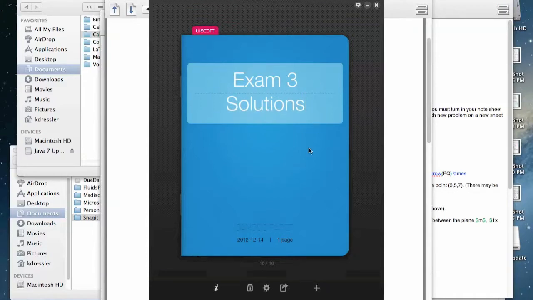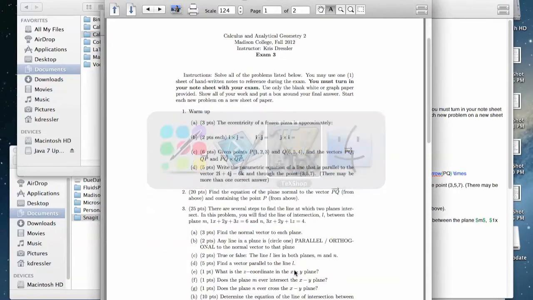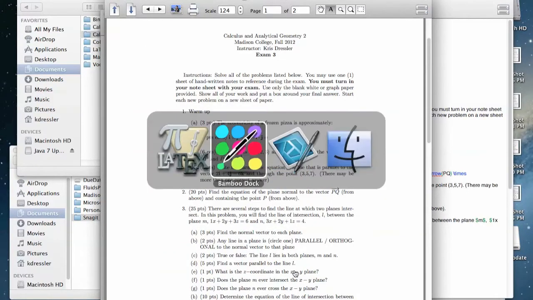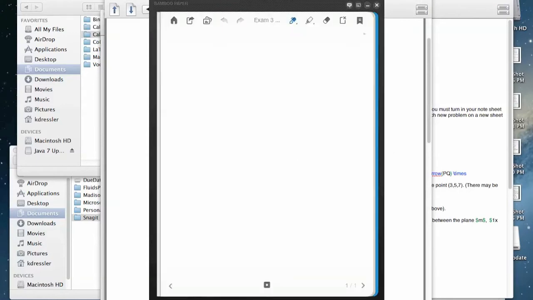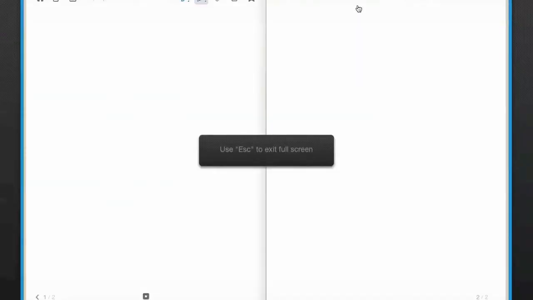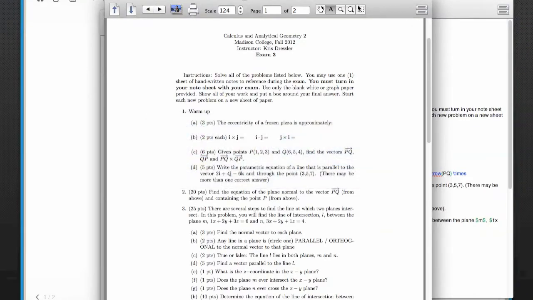All right, and I don't have a printed copy here, so I have to toggle back and forth between the electronic copy and my solution set here. All right, the first one is the eccentricity. Let me get this in full screen. The eccentricity of a frozen pizza.